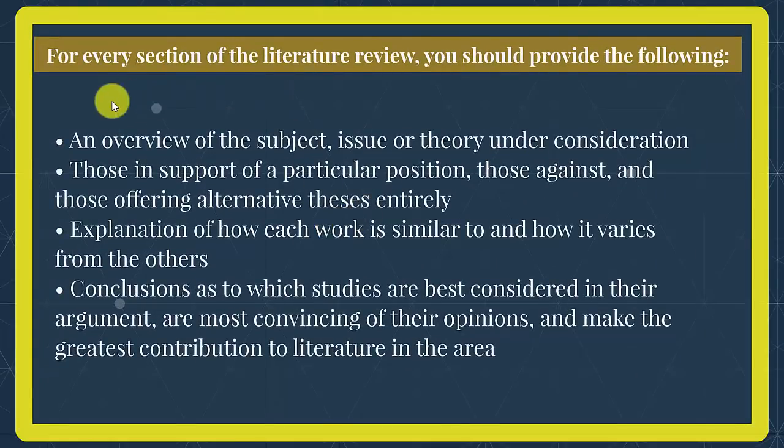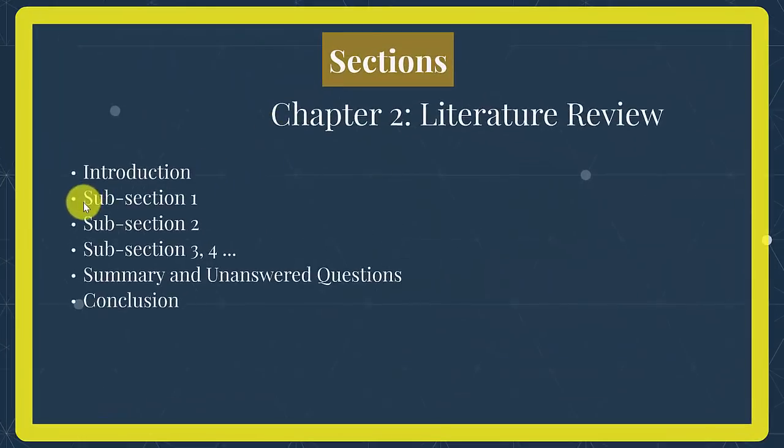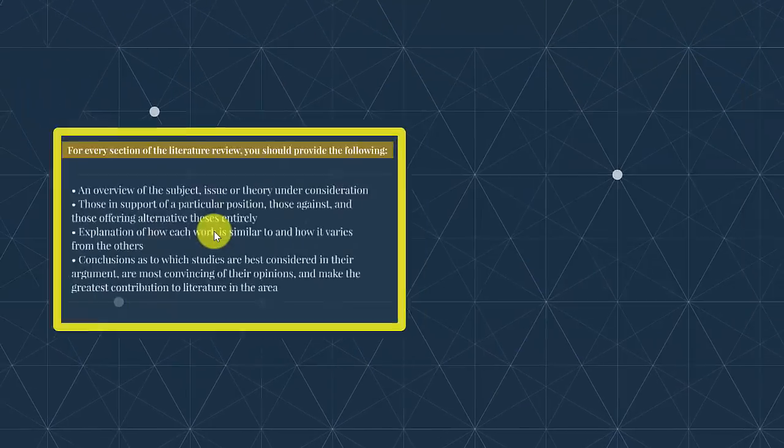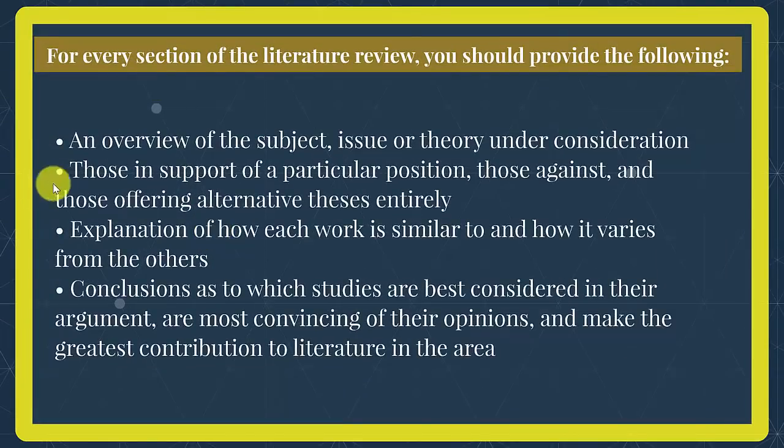You see, for every section of the review, if you note, we have all these sections: subsection 1, this. For every section or subsection, you should have an overview of the subject or issue or theory under consideration, and then you must provide those in support of a particular position, and those against, and those offering alternative thesis entirely.